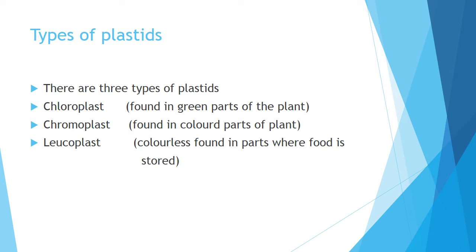Types of plastids. There are three types of plastids present in plant cells: chloroplast, chromoplast and leucoplast. Chloroplast is found in green parts of the plant. Chromoplast is found in the colored parts of the plants like petals of the flower. And leucoplasts are colorless plastids found in parts where food is stored, and these are also present in roots and stored food.